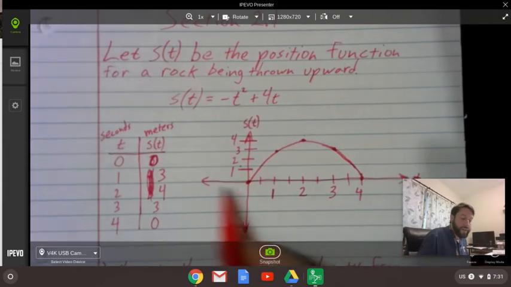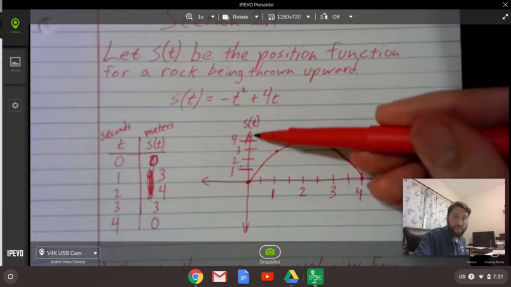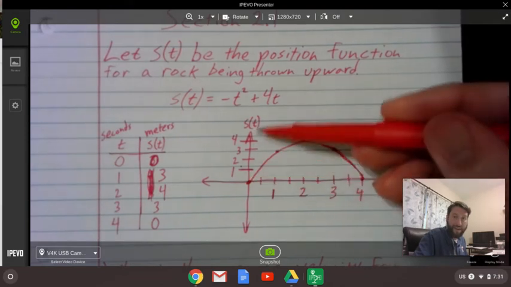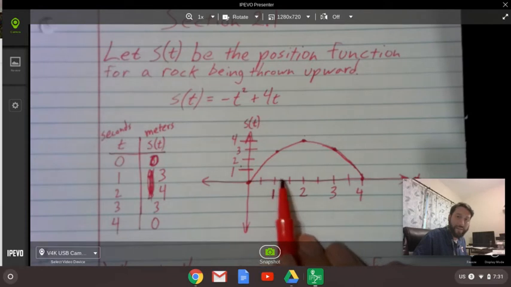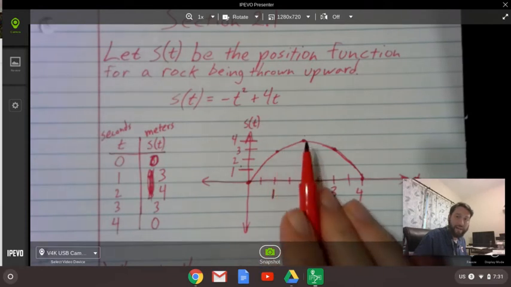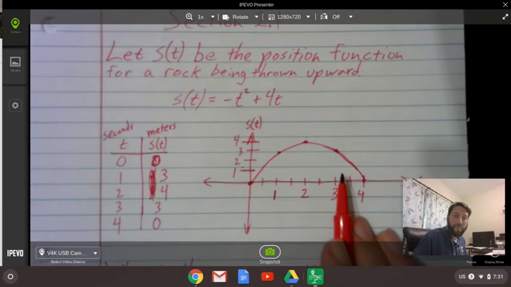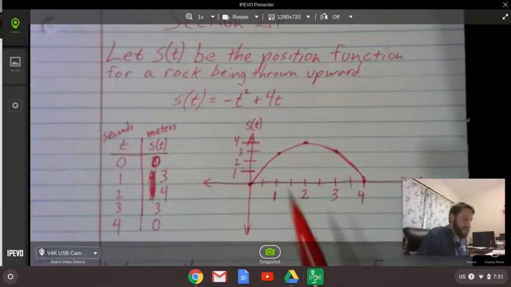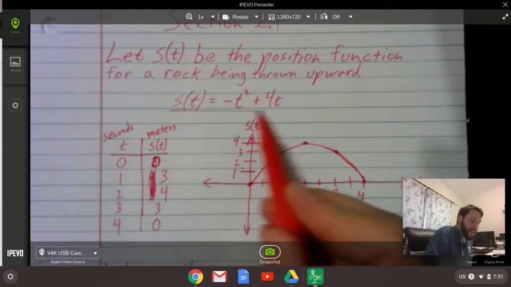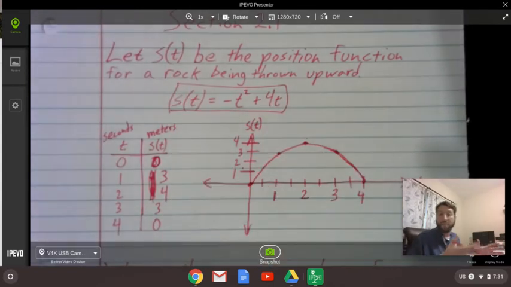So this axis is time. This axis right here is the height. So as we move along in time, the rock gets higher and higher, and then it starts to drop and drop and drop. Okay? So that is the position function, and it's given by this right here. So if you're using this for notes, go ahead, pause the video, and write all this down.